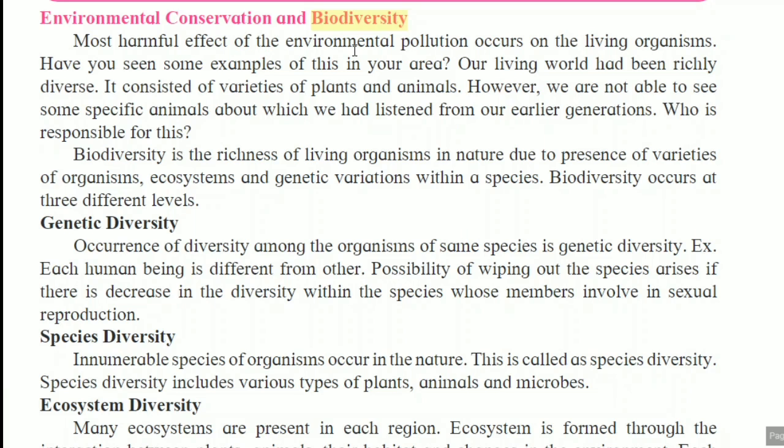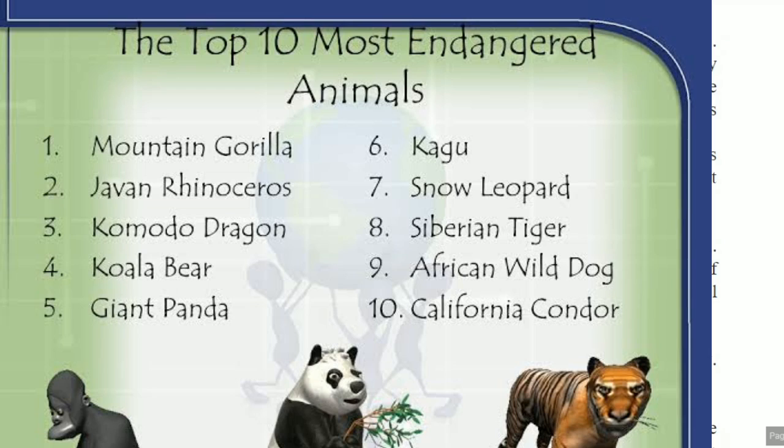The most harmful effect of environmental pollution occurs on living organisms. Have you seen some examples of this in your area? Common examples are there. Due to the increase in pollution, health issues are formed. We can say that due to water pollution, varieties of plants and animals are affected. We are not able to see some specific animals about which we had heard from our earlier generations. Who is responsible for this?